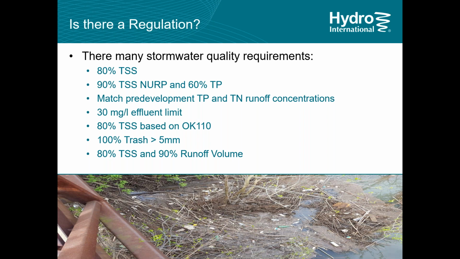It's 80% TSS, 90% TSS based on a NERP curve with 60% total phosphorus removal. Match the pre-development total phosphorus and total nitrogen runoff concentrations. No more than 30 milligrams per litre effluent limit. 80% based on OK 110. If we're out on the West Coast in California, they have a regulation saying you've got to remove 100% of trash greater than 5 millimeters.